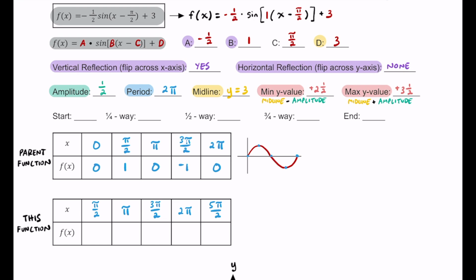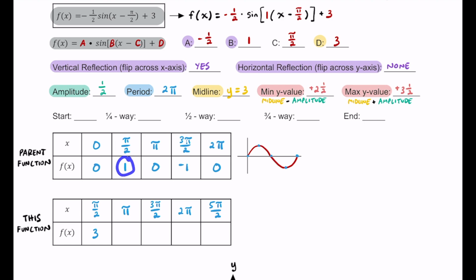Now onto our y values. These are the original y values for the parent function, and the variables that are going to affect these are going to be the a value over here as well as the d value. These two variables will affect our new y values or f of x values. To get these new y values, we're going to take this original y value of 0, multiply it by -1/2, so 0 times -1/2 is still 0, plus 3, and that's going to equal 3. So we're going to multiply first and then add second.